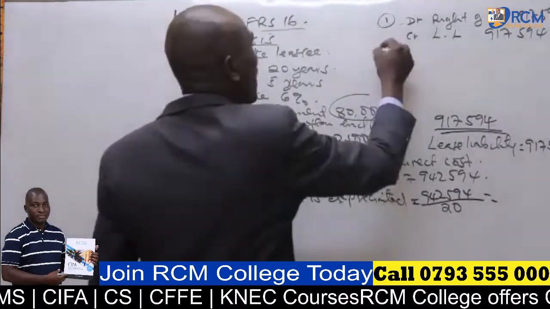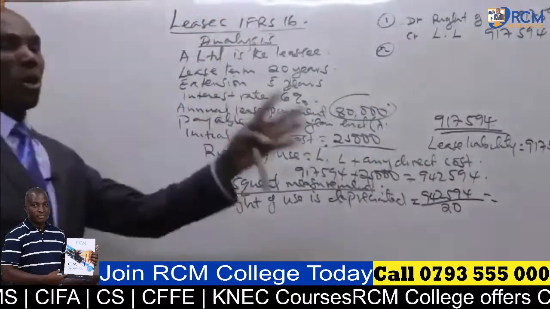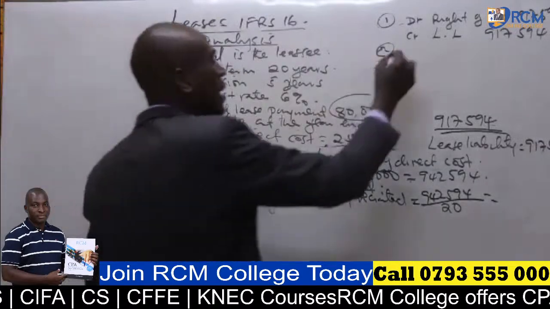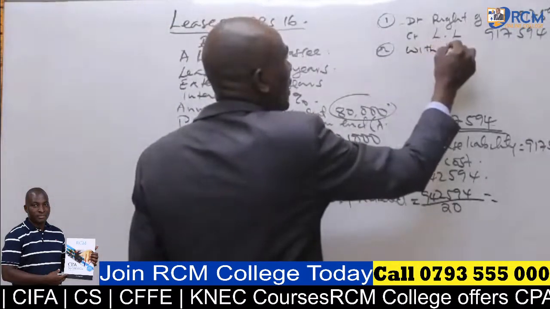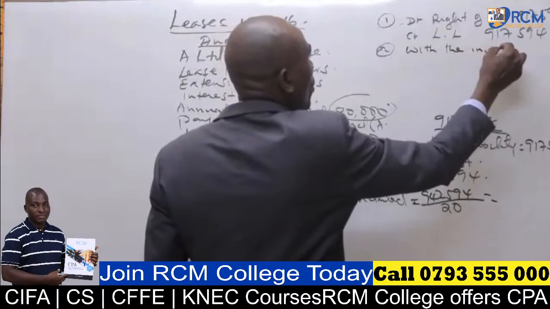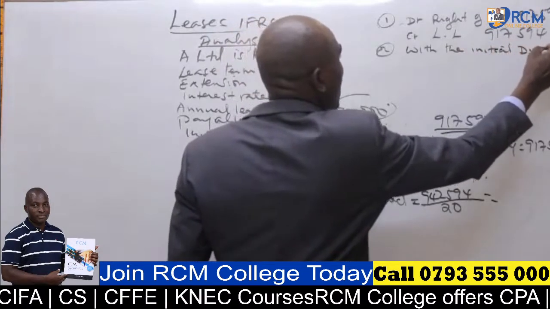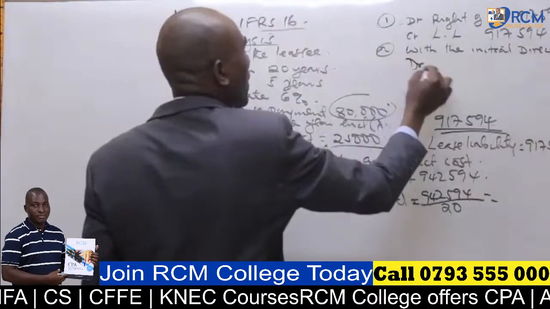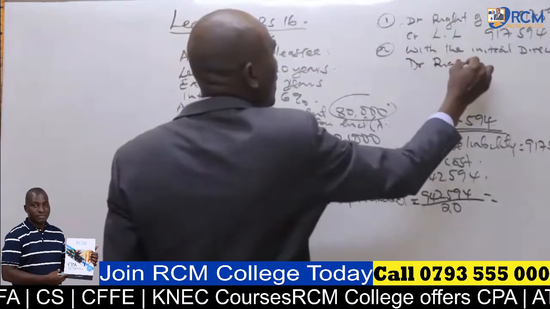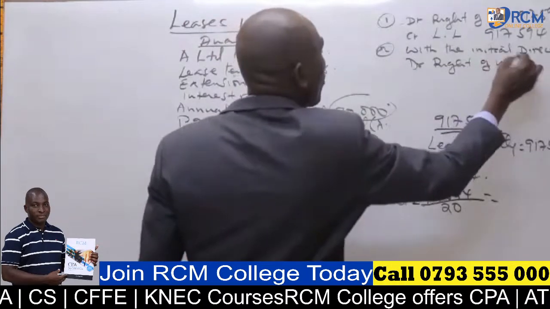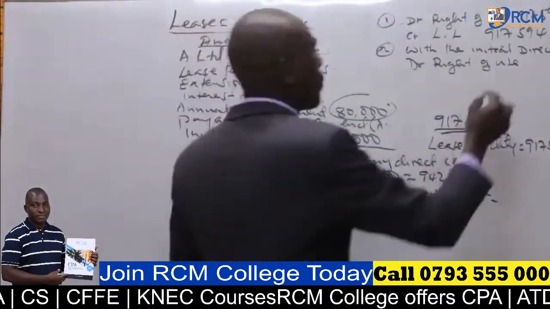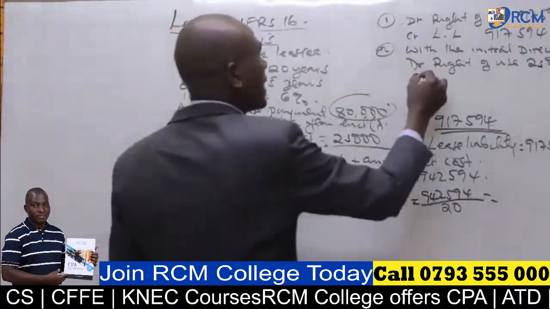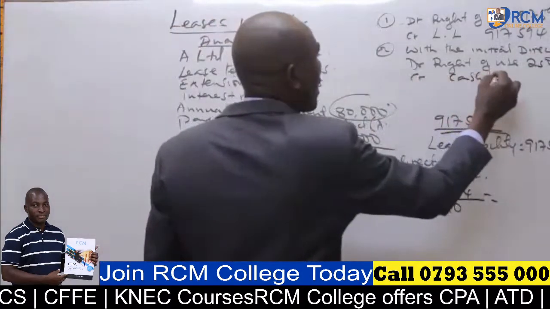Then number two, I have the initial direct cost. With the initial direct cost, what am I going to do? I'm going to debit the right of use, which means I will increase the right of use with 25,000. Then I credit cash or bank.